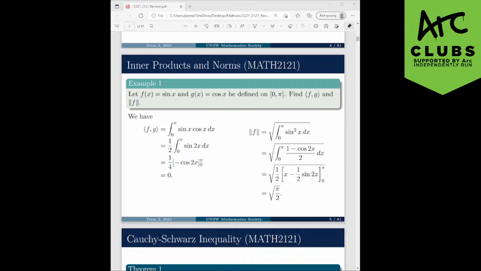The norm of f would be taking sin x multiplied by sin x again. Double angle formula again, but this time with the cos 2x. Same deal: the half integrates to x, cos 2x integrates to sin 2x over 2, and then sub in the pi and 0. Sine goes to 0 for all the bounds, and you're left with just pi over 2. So that's a quick demonstration of what the norm and the inner product are. If you've got any questions, just chuck them in the chat. I've got an eye on the chat.